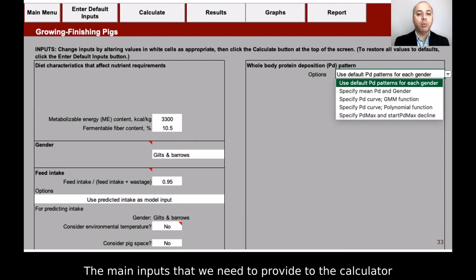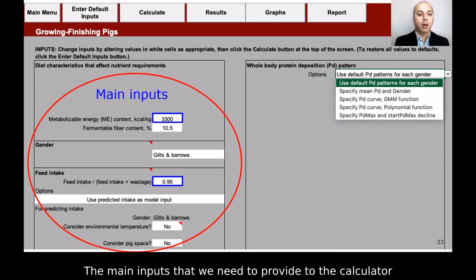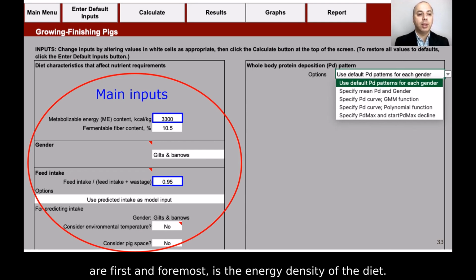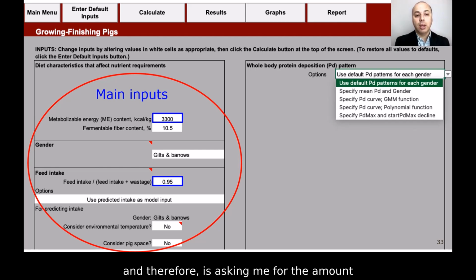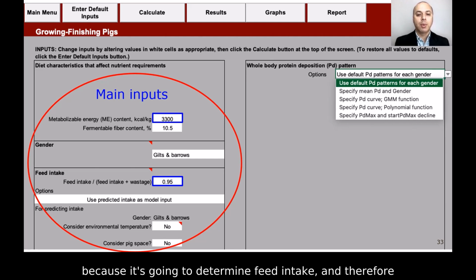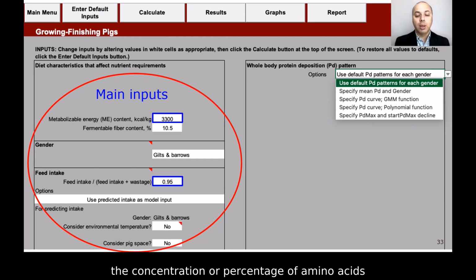The main inputs that we need to provide to the calculator are, first and foremost, the energy density of the diet. In this case, I selected to work on metabolizable energy, and therefore it is asking for the amount of metabolizable energy. Because pigs tend to eat to fulfill their energy requirements, this number is very important because it's going to determine feed intake and therefore the concentration or percentage of amino acids and nutrients in the diet, as we'll see how it is going to be adjusted.